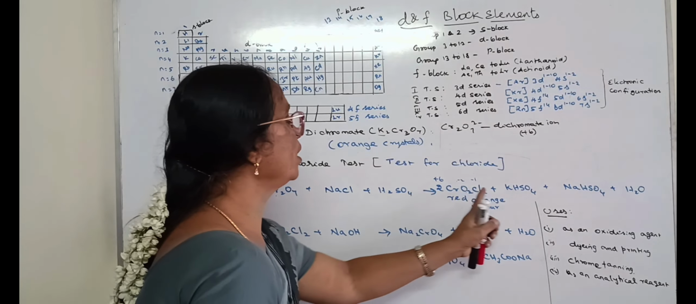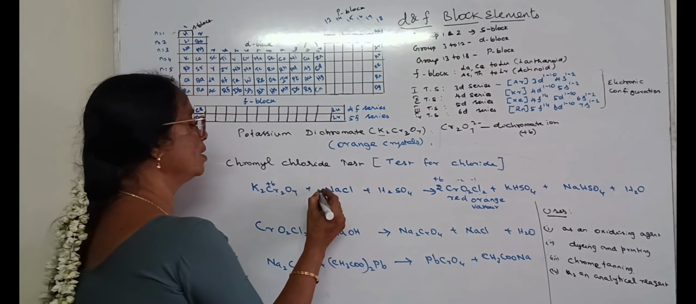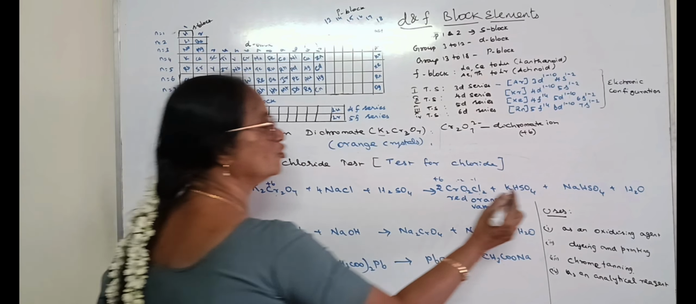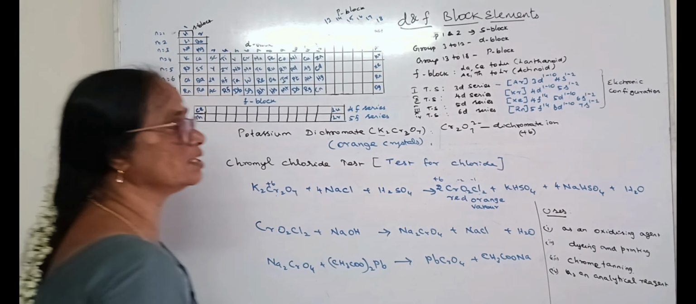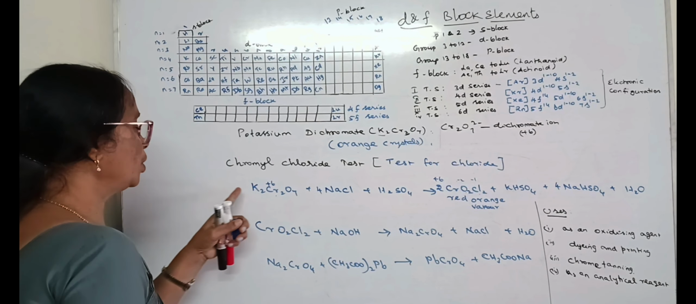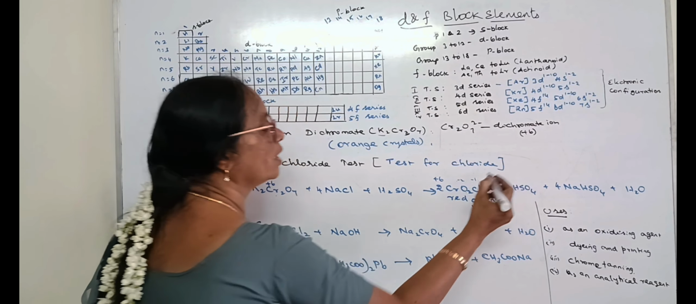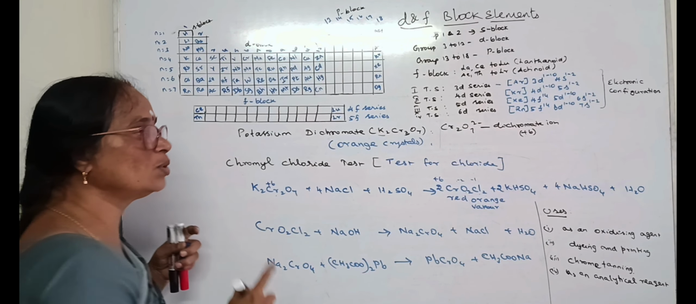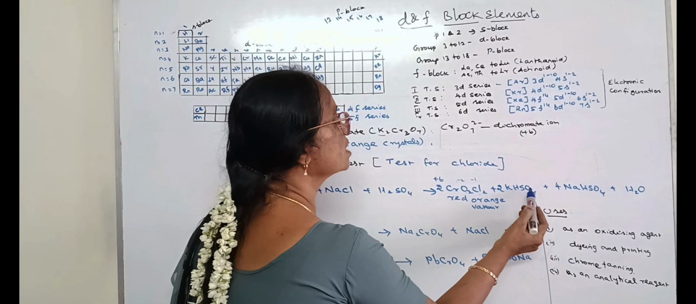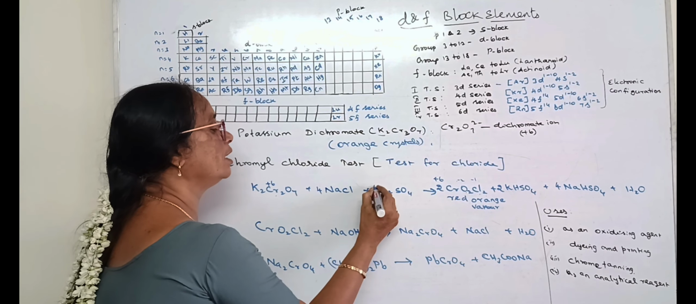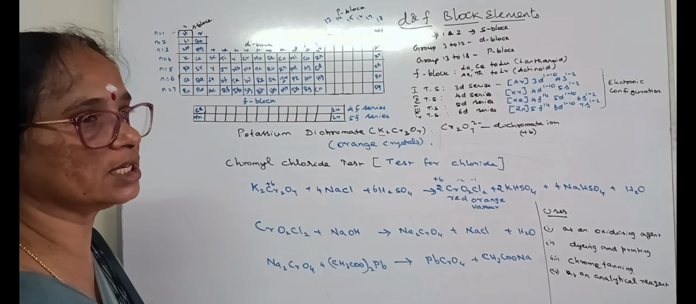How many chlorine do we have? 4. So, sodium chloride is multiplied by 4. How many sodium do I have? 4. So, NaHSO4 is multiplied by 4. And in potassium dichromate, I have 2 potassium, so this is 2 KHSO4. Now, count the number of sulfate: 2 SO4, 4 SO4, totally 6 SO4. So, here I am getting 6 H2SO4.